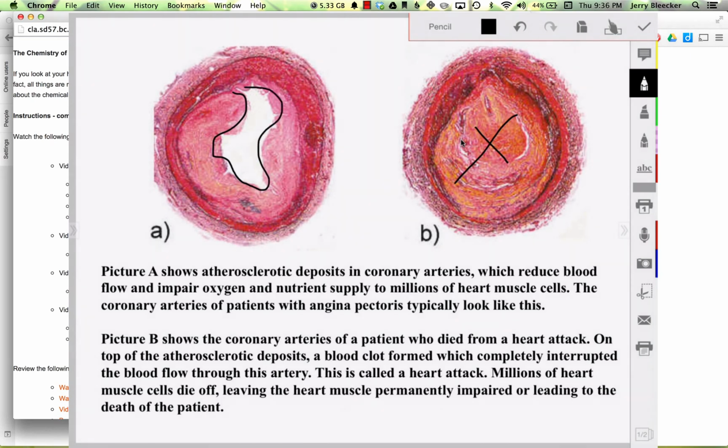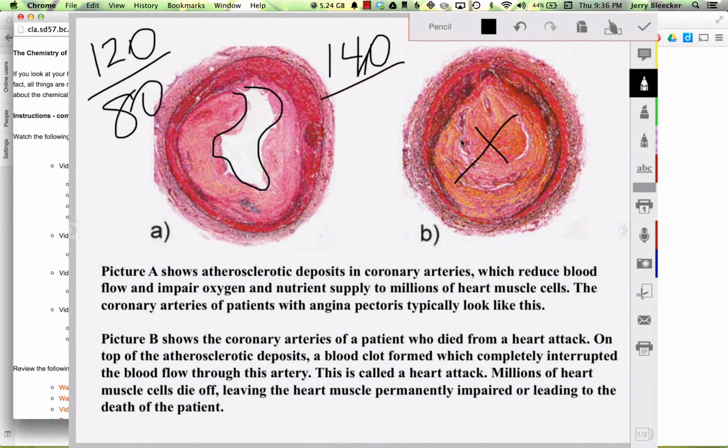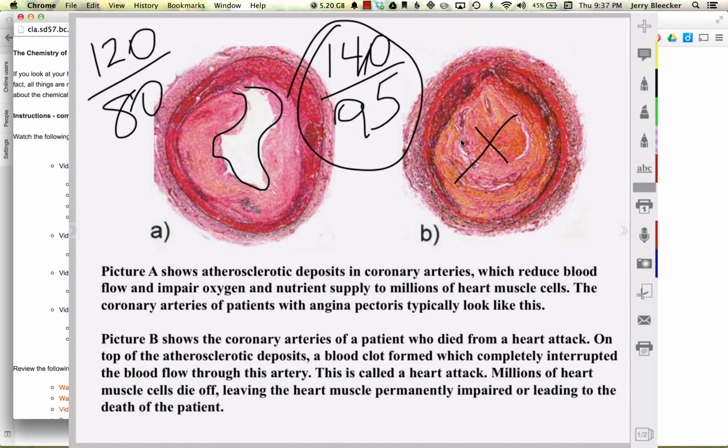This would show up probably in blood pressure readings. You would normally be 120 over 80. You might have heard of that. We'll talk about it later. With extreme blood vessel occlusion, you start to see your numbers creep up into the 140 range, over 95 or above, and you start to see that the pressure is building up. That's not a good thing.